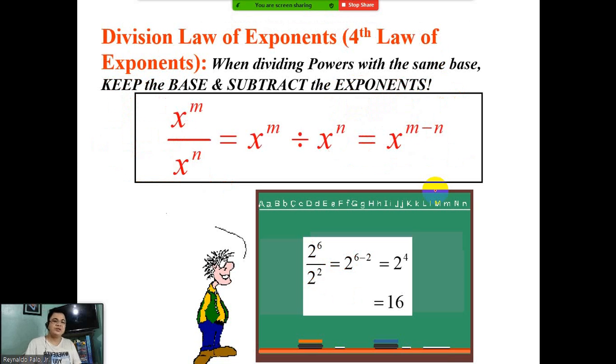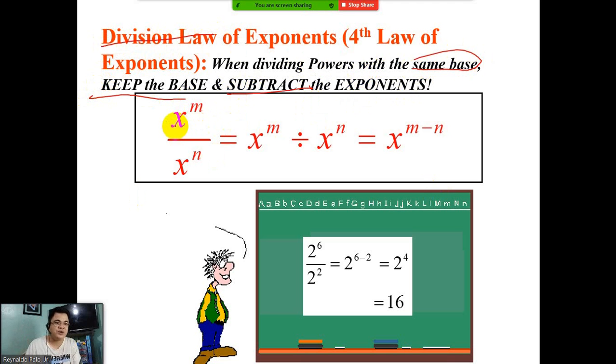Now, let's have the fourth law of exponents, or what we call the division law of exponents. When dividing powers with the same base, take note that we have to keep the base and then subtract. A while back, in the multiplication law of exponents, we have to keep the base and then add. This time, if it is division, we have to keep the base and then subtract the exponents. Again, if the bases are the same, keep the base and then subtract when you are dealing with the division law of exponents.